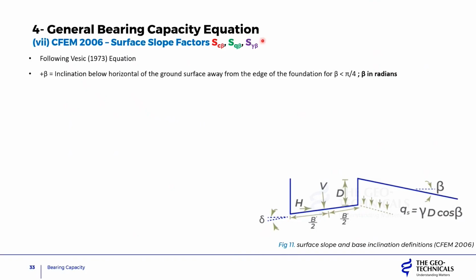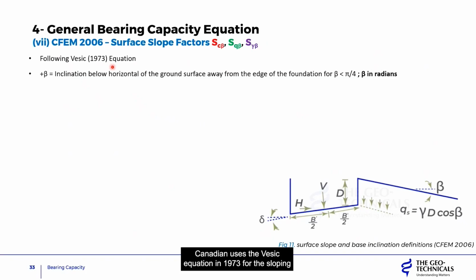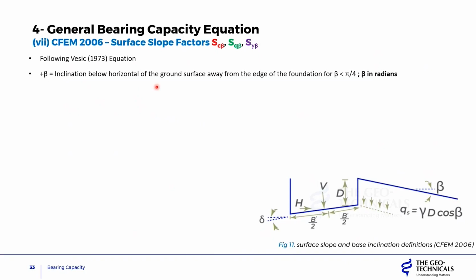And again, Canadian uses the Vesic equation from 1973 for the sloping ground, and beta is positive if the inclination is below the horizontal line. So if you have a horizontal line, the soil is sloped below the horizontal line, away from the edge of the foundation. And the solution is valid for beta less than pi over 4, so less than 45 degrees. And beta is in radians in the bearing capacity calculation.